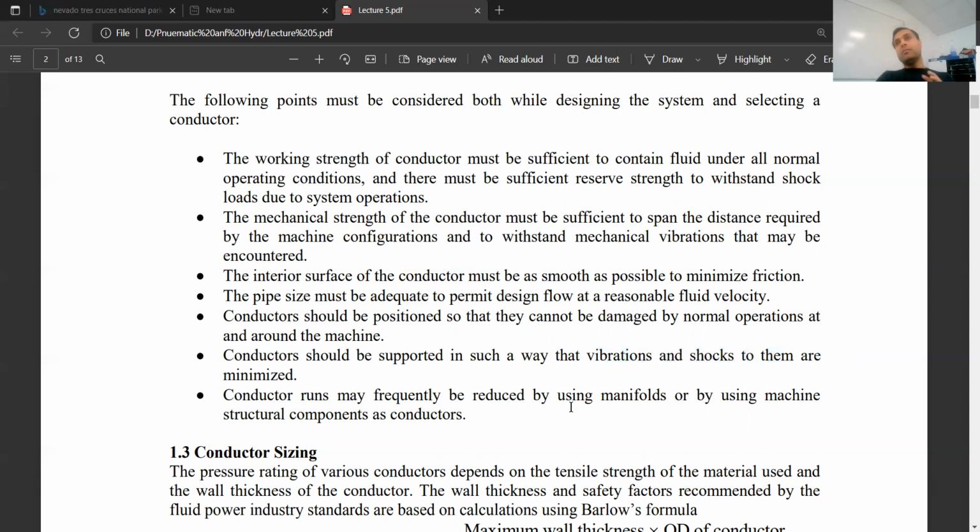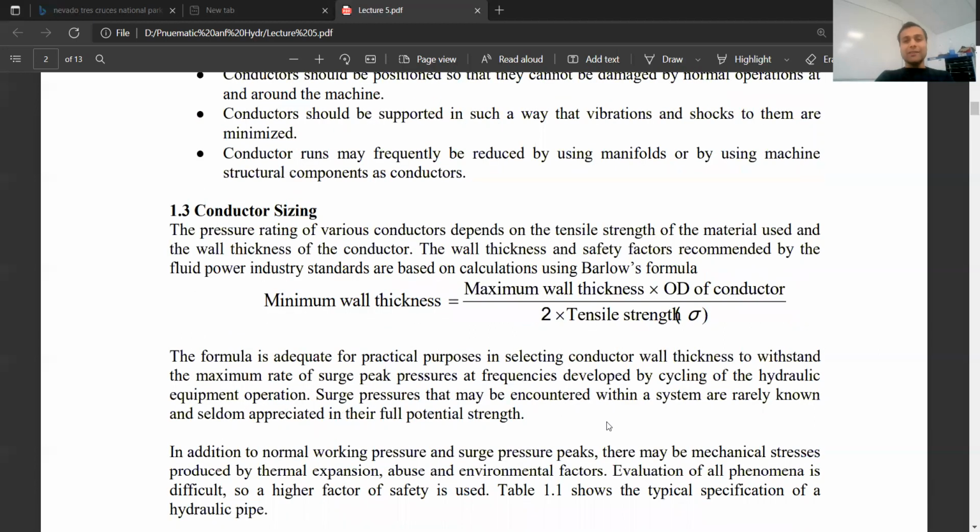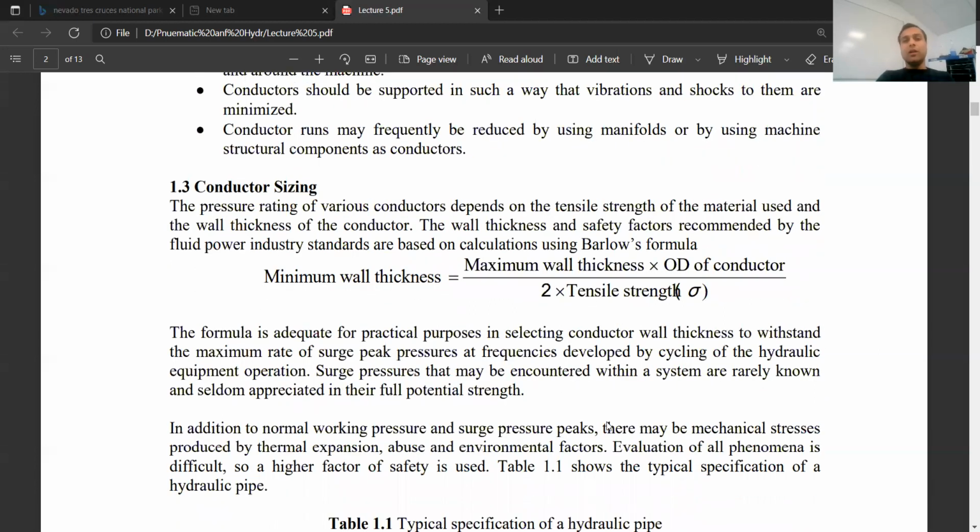Now when we design that one, we should be able to use a manifold. Okay, now the size. This is to do with a thing called Barlow's formula. Sometimes it's also related to the formula called the hoop stress formula. So Barlow's formula gives you the minimum wall thickness.